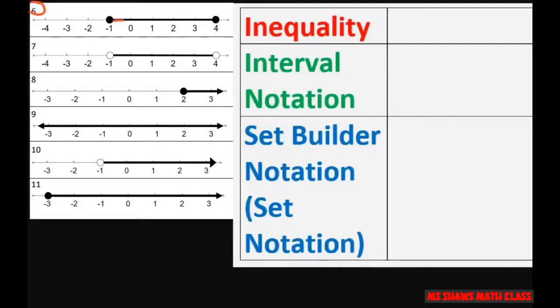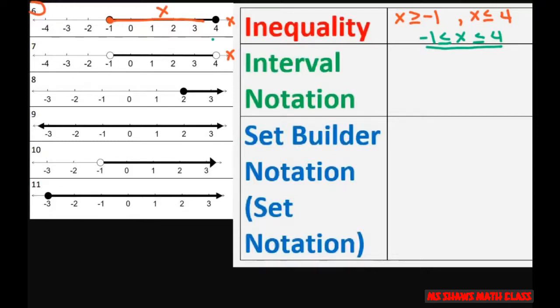Basically, when you look at number 6, this is saying our value x is greater than or equal to -1, and it can equal because it's closed, but it's less than or equal to 4. You can also combine this and say x is greater than or equal to -1, but less than or equal to 4. And this is nice because it says x is in between -1 and 4 inclusive.